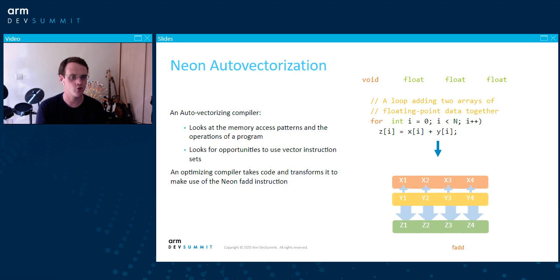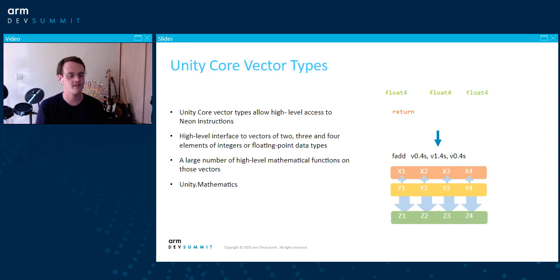For users who know that they need to access efficient vector instructions, the Unity vector classes in Unity Core give a high-level interface to vectors of 2, 3, and 4 elements of integers or floating point data types, along with a large number of mathematical functions that operate on those vectors. Keeping with our example from the last two slides, this slide shows the implementation of a vector addition over 4 floating point values. Burst is able to take this code and compile it to the same Neon instruction as we saw in the previous examples. Yury spoke about intrinsics earlier. These are an even more powerful way to program for your hardware, giving direct access to the ARM instruction set.